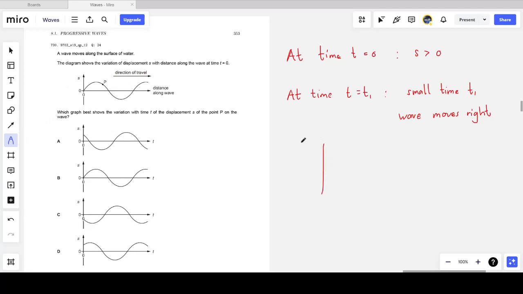So if I were to sketch a graph of displacement against distance for this later time t1, not for time t, what I would find... I'm just going to plot a graph of displacement against distance. The wave is now moved to the right. So if it moves to the right and point P is at least along a vertical at the same place, then the wave has moved to the right, and point P is now higher up than it was before.